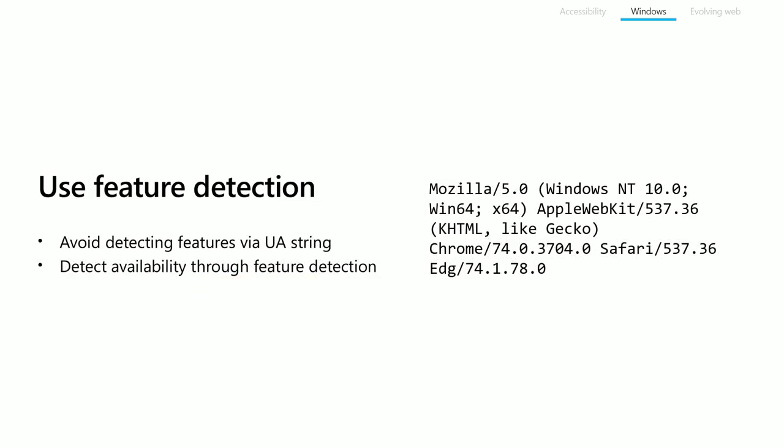Now, we recommend you not use the user agent string to do feature detection. This is a super brittle pattern. It means you always have to be updating your detection logic to be aware of what the latest browsers are and what their capabilities are. So instead, we encourage you to use feature detection like in the PlayReady example I showed you.